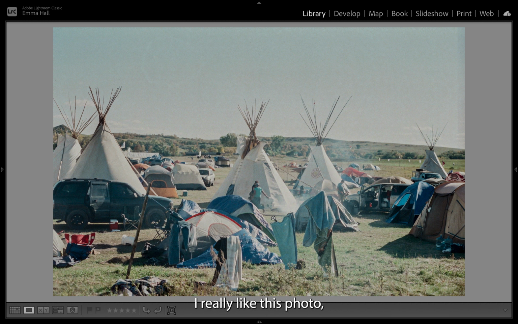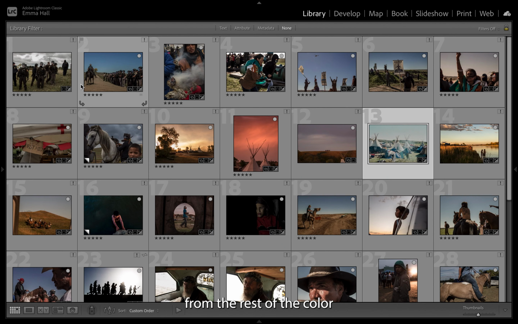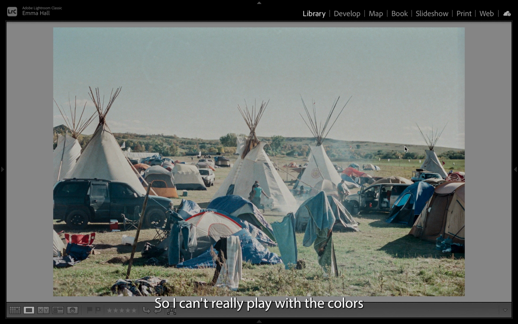I really like this photo, but as you can see, it just really stands out from the rest of the color grading of the photos because it is film, and when I was shooting film, this was very early stages. I did not know anything about resolution or negatives. I didn't keep anything, so this is all I got. So I can't really play with the colors that much.